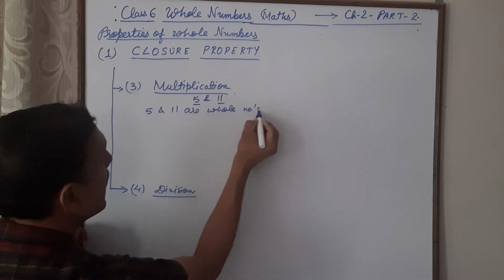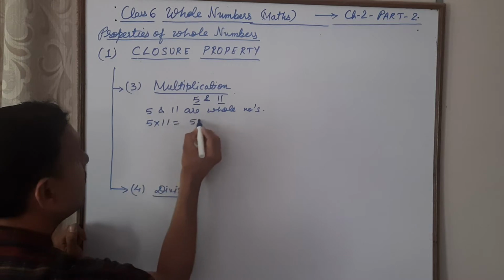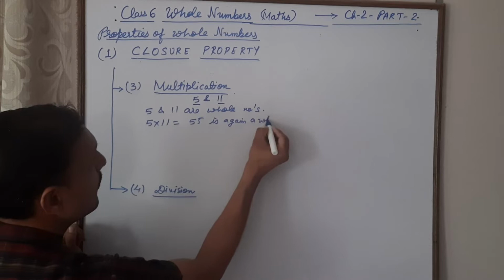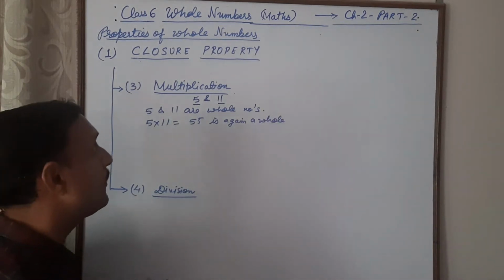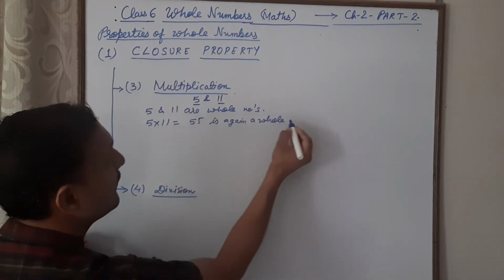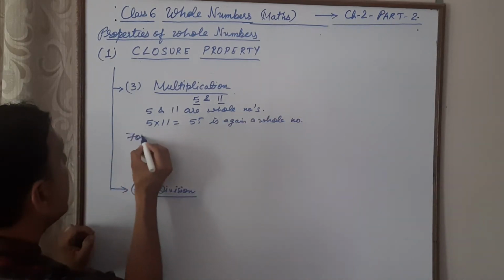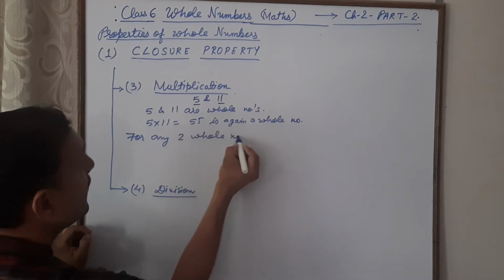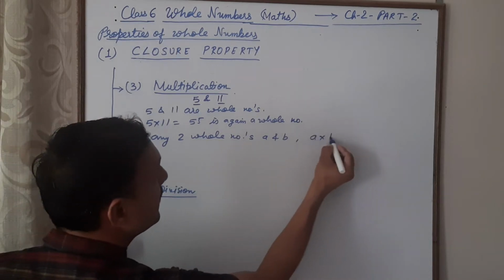Now, when we multiply it, 5 into 11 is 55. 55 is again a whole number. So for multiplication also, whole numbers are closed. So therefore we can say, for any two whole numbers A and B, A into B is again a whole number.